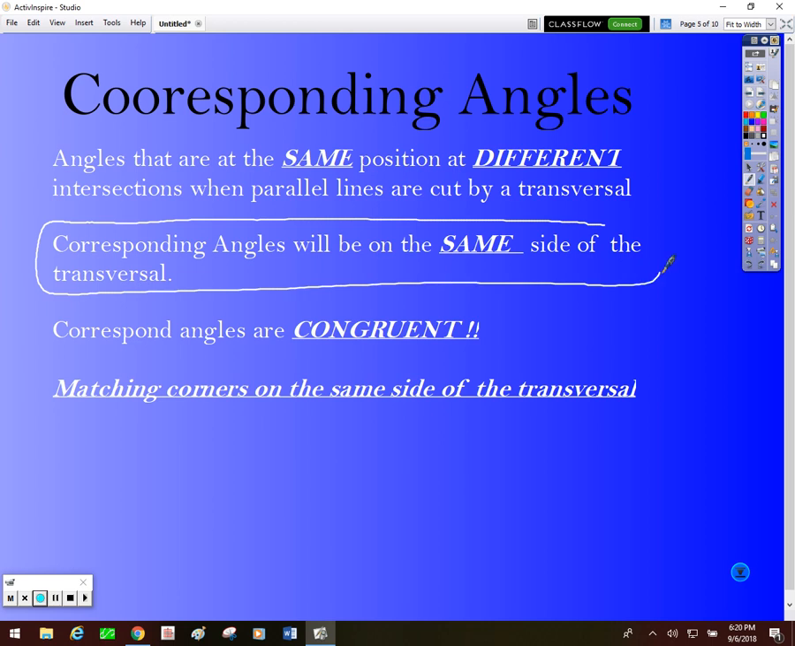Corresponding angles will be on the same side of the transversal. They'll be matching angles on the same side. They are also congruent. So we look right here, matching corners on the same side. There's another little hint: matching corners on the same side of the transversal. All right, so that's corresponding.